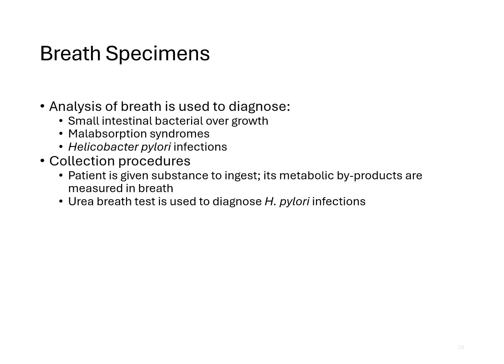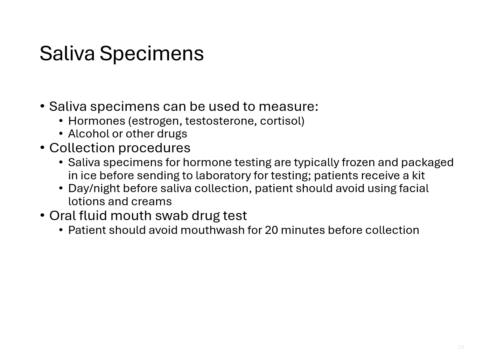For the collection procedure, a patient is going to be given a substance to ingest, as mentioned. Its metabolic byproducts are measured in breath. The breath test is used to diagnose H. pylori infections. Saliva specimens can be sent to the lab as well. They can be used to measure certain hormones or alcohol and other drugs. For the collection procedure, saliva specimens for hormone testing are typically frozen and then packaged in ice before being sent off to the lab. The night before saliva collection, the patient should avoid using facial lotions and creams. For an oral fluid mouth swab for a drug test, the patient should avoid mouthwash for 20 minutes before collection.